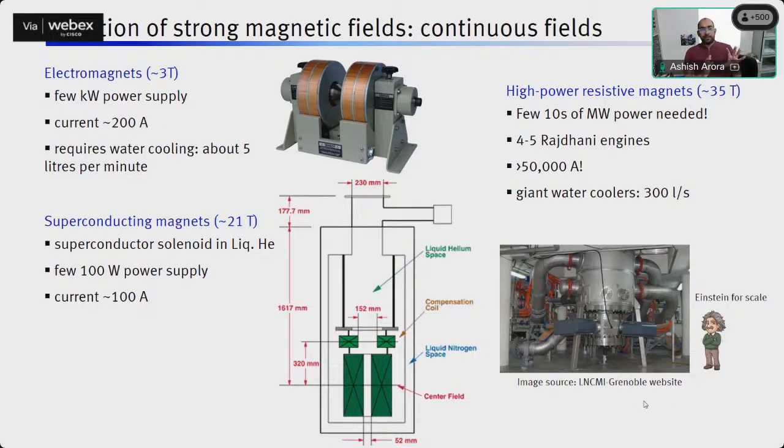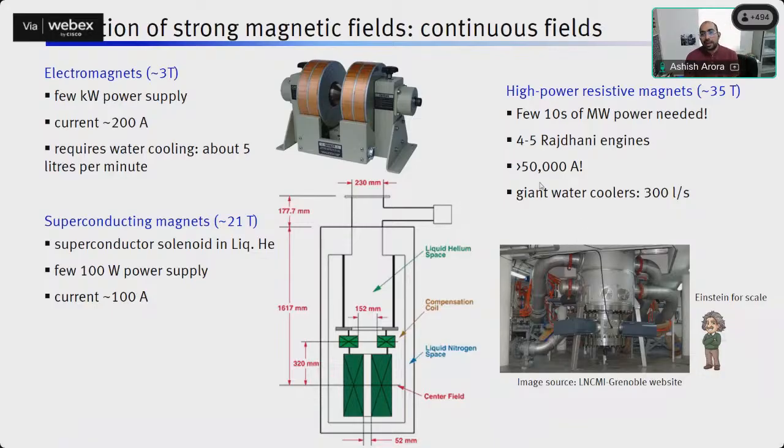Similarly, there are very few places. One is in Tallahassee in Florida where such magnets are available, or in Nijmegen in the Netherlands, or in China or in Japan. But there are only 5 or 6 places in the world where such magnets are available, and one can create magnetic fields like 35 Tesla using these. Now these are resistive magnets. They need very large power to run, like a few tens of megawatts. Essentially, a Rajdhani train is pulling at 6 megawatt, and you need 4 or 5 Rajdhani trains together, equivalent power of that, to charge such a magnet.